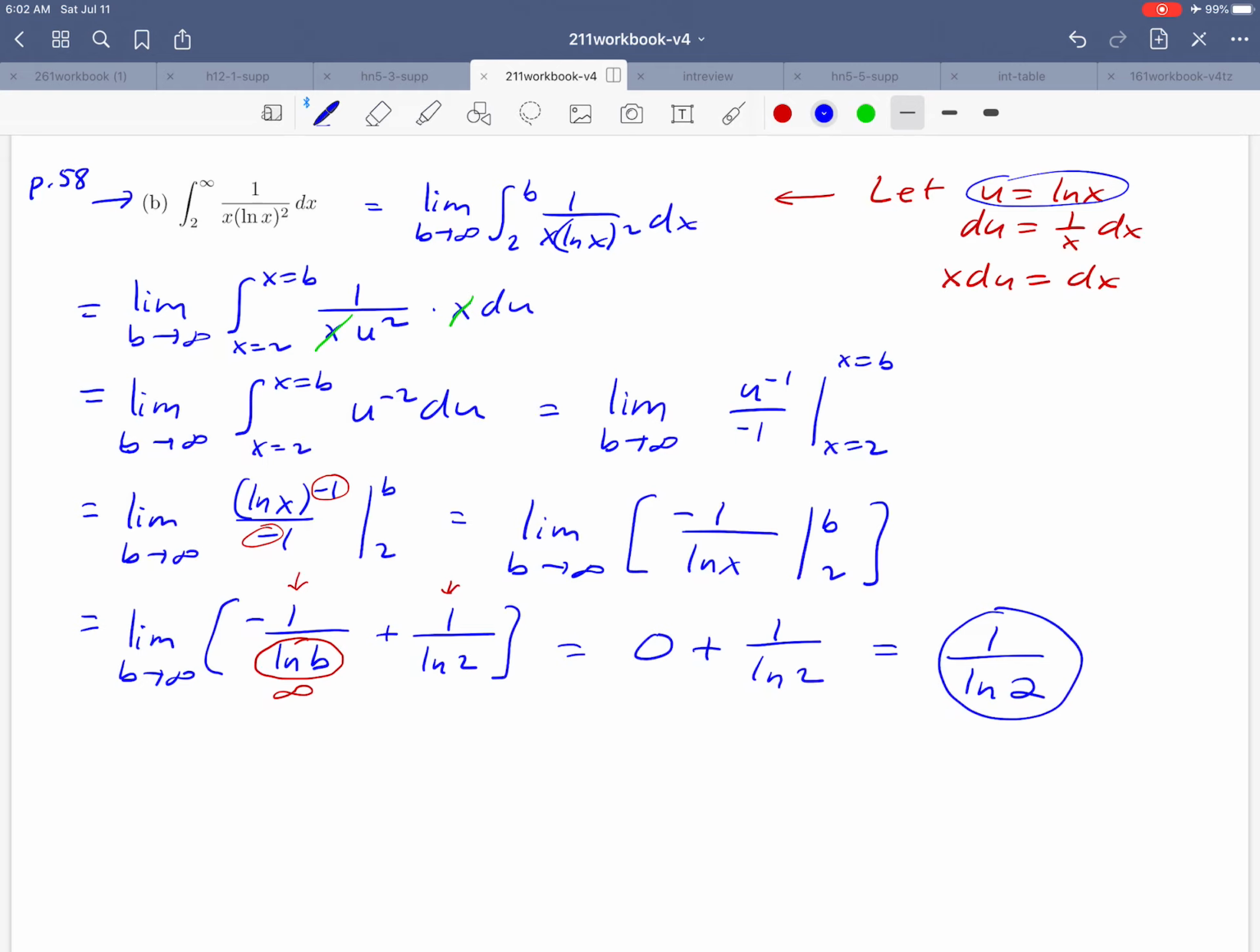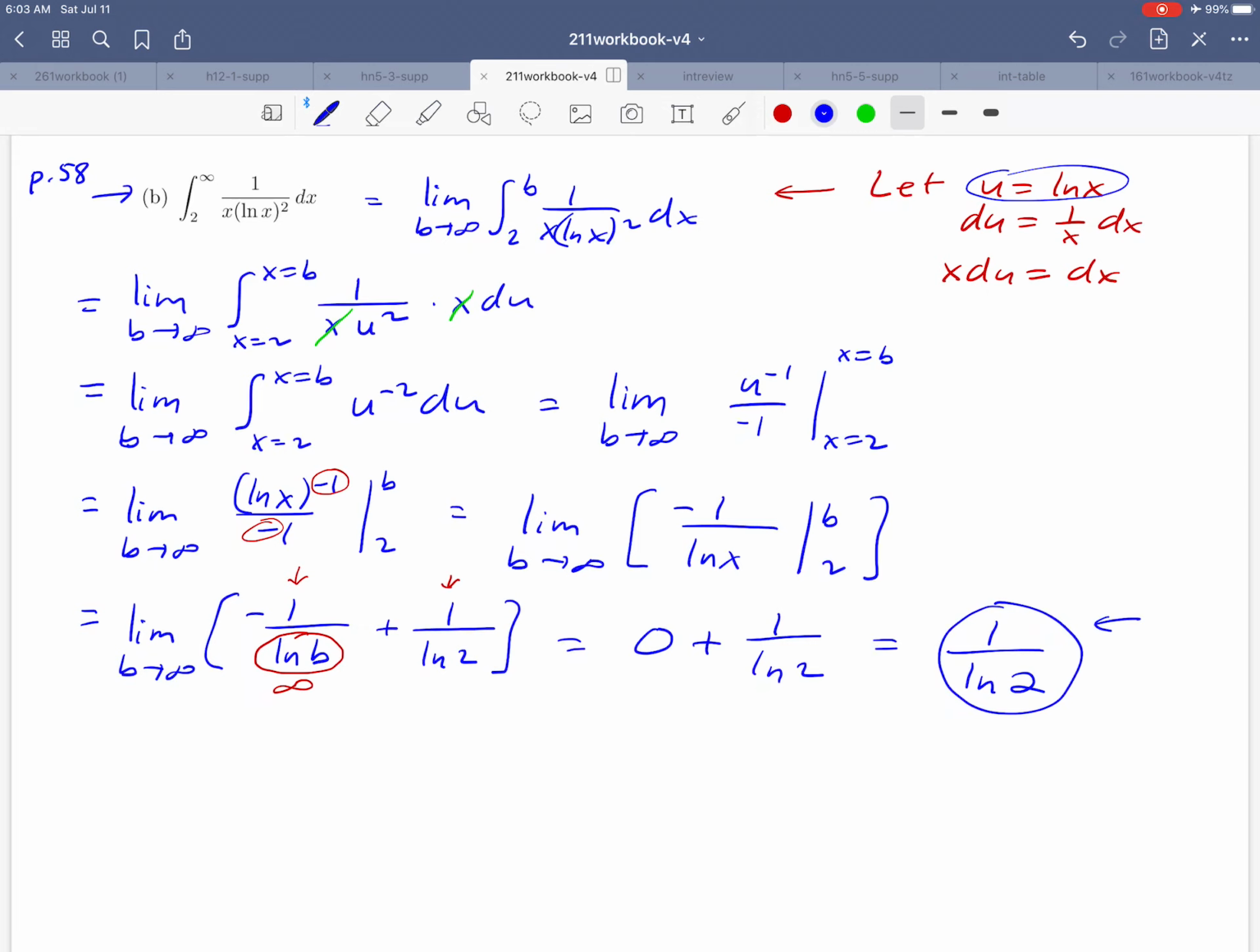Okay, and last question. If you look at the instructions at the top of the page, they said determine whether the integral converges or diverges. We got a number, 1 over ln of 2. That's something that you could put in your calculator and get a decimal approximation for. So that means that this integral converges to that number. Okay, and we are done.